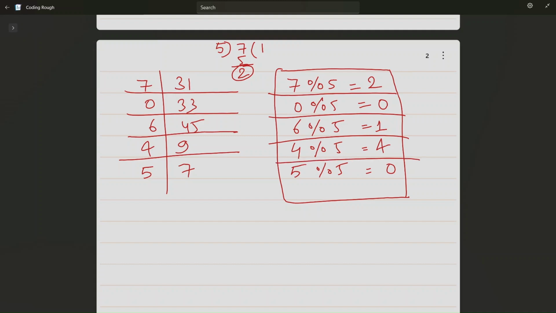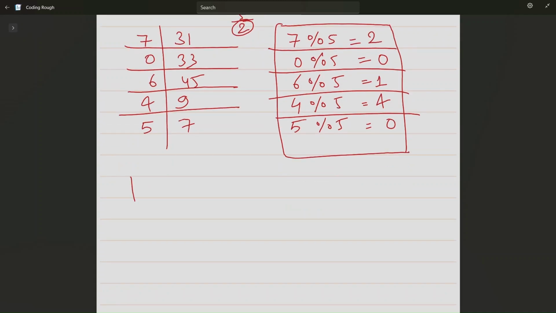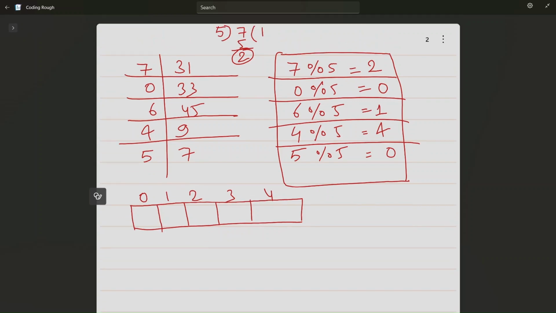So let's put those values in one array. So 0, 1, 2, 3, 4. Okay. Let's keep the value. So now let's put the values in this array. Let's give the array the name k. Okay. Now, we'll fill the value.